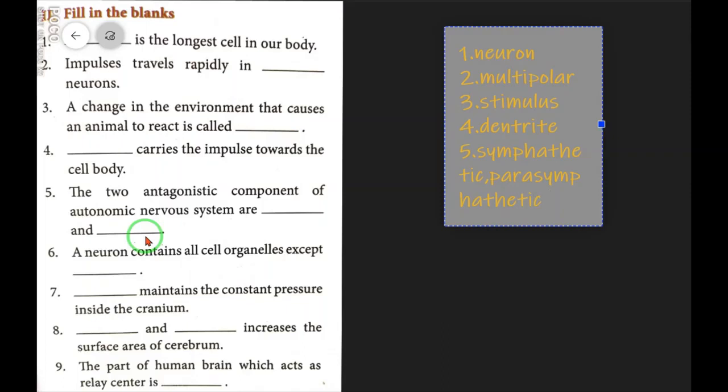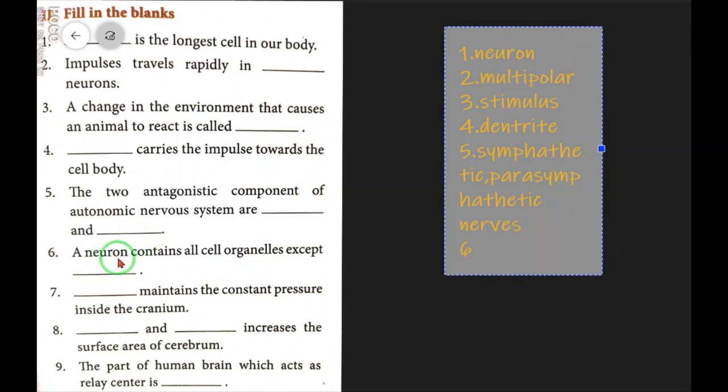Parasympathetic nerves. Question number 6. A neuron contains all cell organelles except dash. Centrioles. Question number 7. Dash maintains the constant pressure inside the cranium.